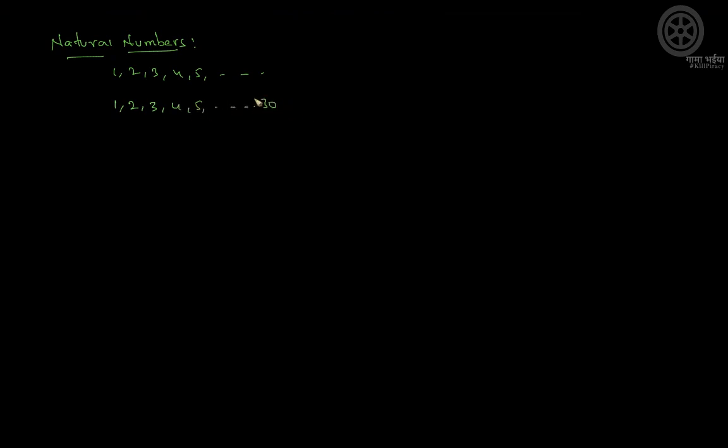Some months have 31 days, right? So what are these numbers? These numbers are called the counting numbers. So all counting numbers are called the natural numbers, and denoted as N, right?